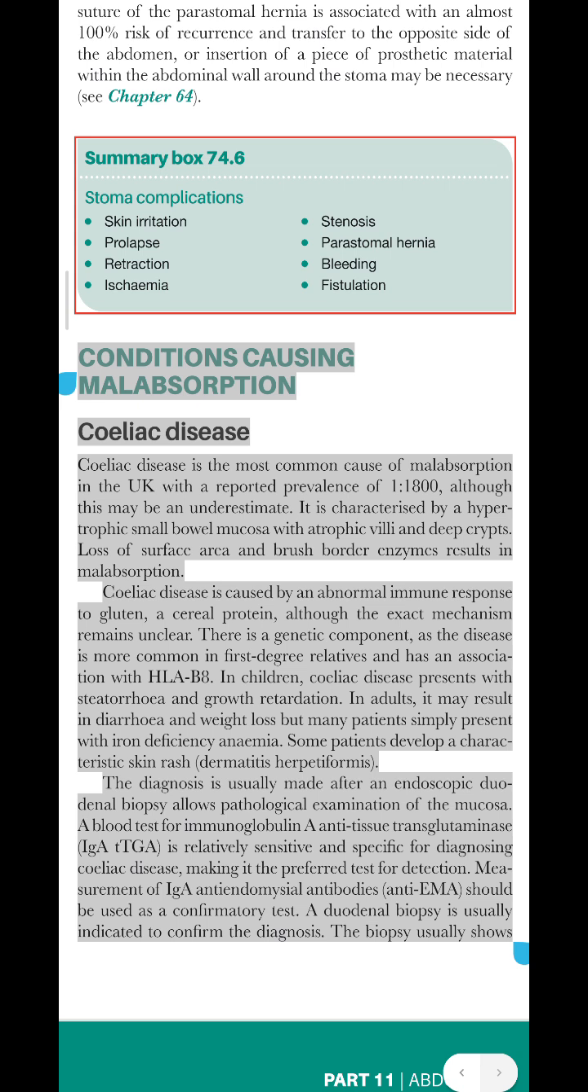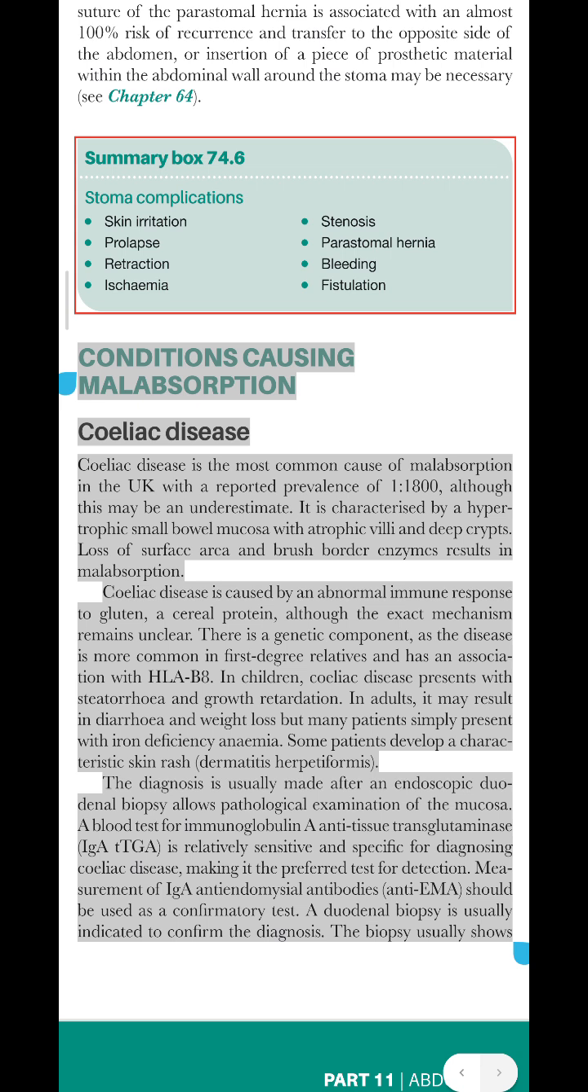Celiac disease is caused by an abnormal immune response to gluten, a cereal protein, although the exact mechanism remains unclear. There is a genetic component, as the disease is more common in first degree relatives and has an association with HLA-B8. In children, celiac disease presents with steatorrhea and growth retardation. In adults, it may result in diarrhea and weight loss, but many patients simply present with iron deficiency anemia. Some patients develop a characteristic skin rash, dermatitis herpetiformis.